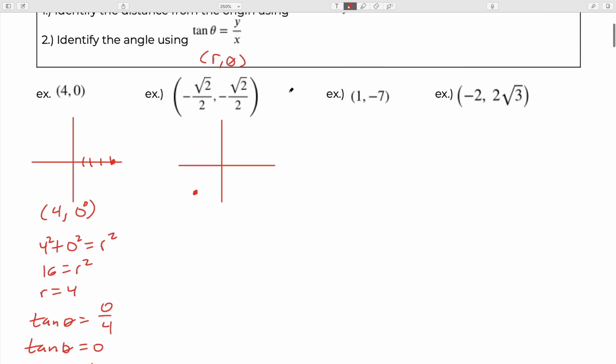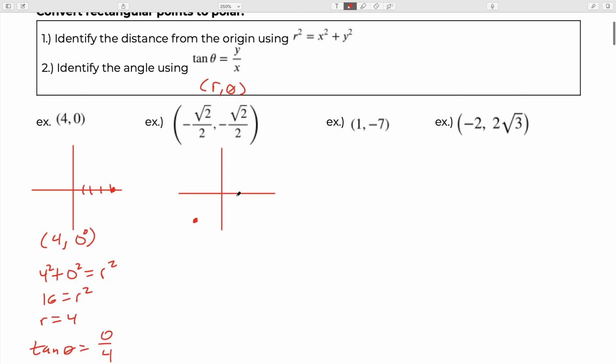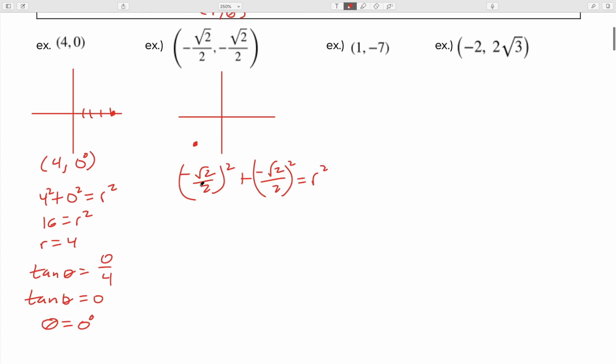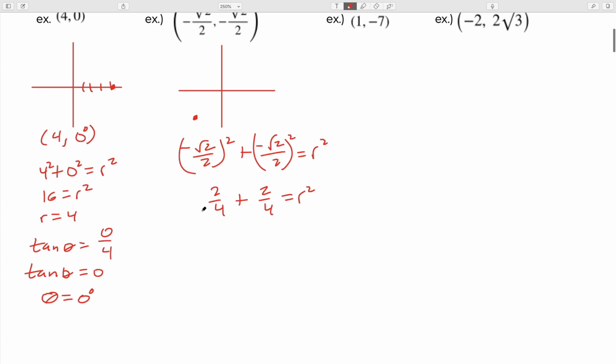Now, in this case, finding r squared is going to be a little bit more work. So I'm going to say negative square root of 2 over 2, quantity squared, plus negative square root of 2 over 2, quantity squared, equals r squared. The nice thing here is that if you take the negative square root of 2 times negative square root of 2, that's going to be 2, and 2 times 2 is 4. So I'd have 2 fourths plus another 2 fourths equals r squared. Here I can combine the numerators, so that's 4 over 4 equals r squared. Then you take the square root, and obviously r is going to equal 1.